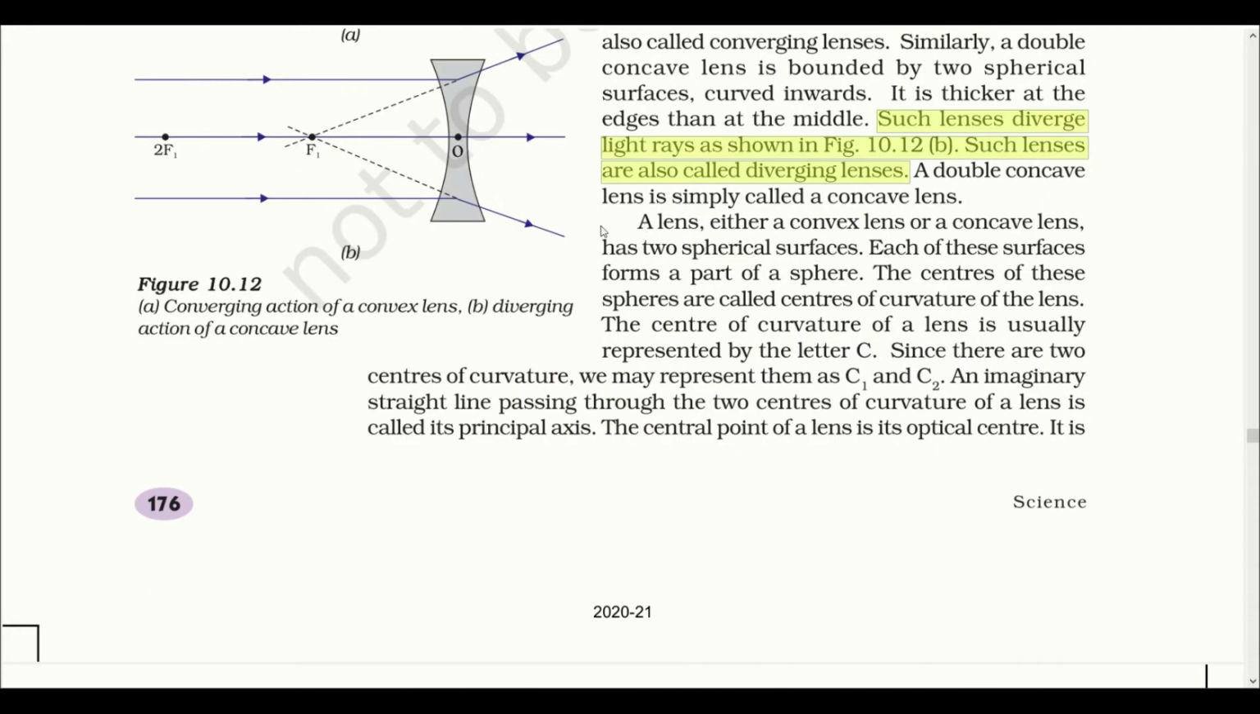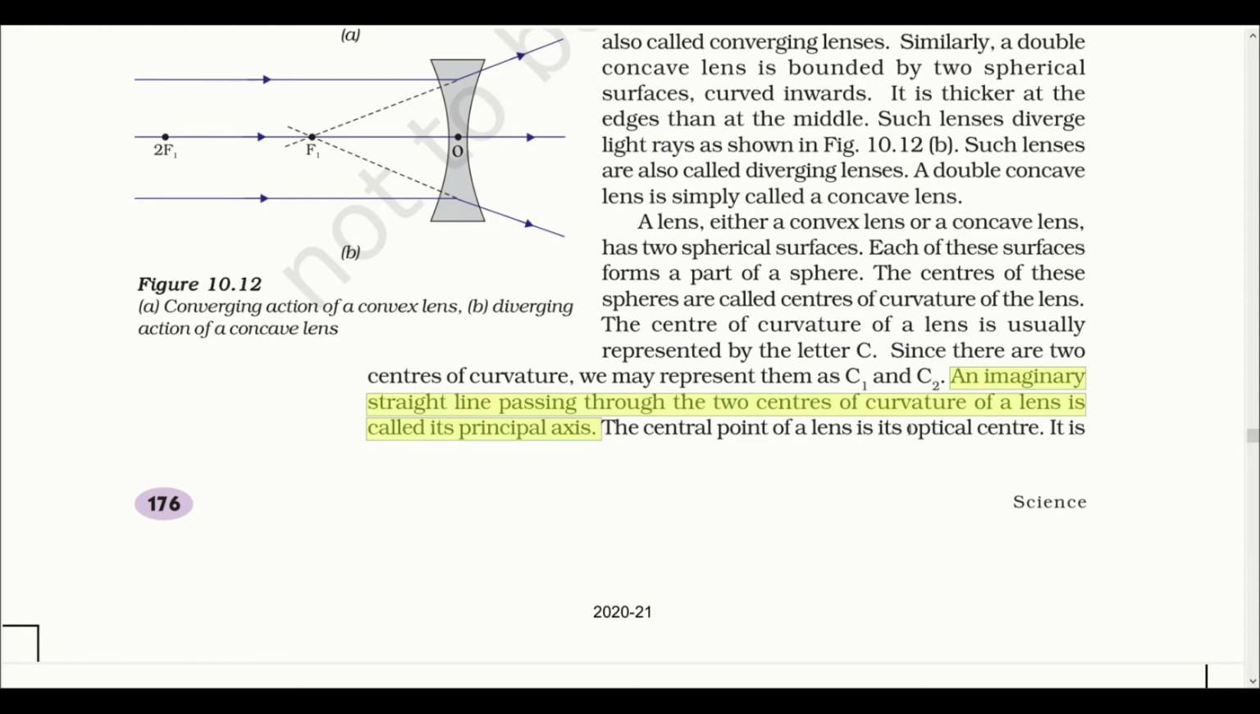Now the terms related to lens. A lens, either a convex or concave, has two spherical surfaces. Each of these surfaces forms a part of the sphere. The centers of these spheres are called center of curvature of the lens. The center of curvature of the lens is usually represented by letter C. Since there are two centers of curvature, we may represent them as C1 and C2. Imaginary straight line passing through two centers of curvature of a lens is called principal axis.